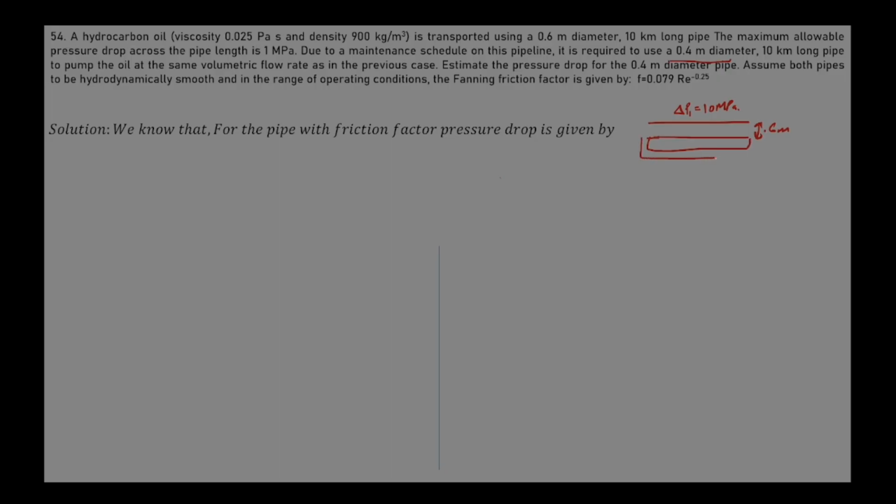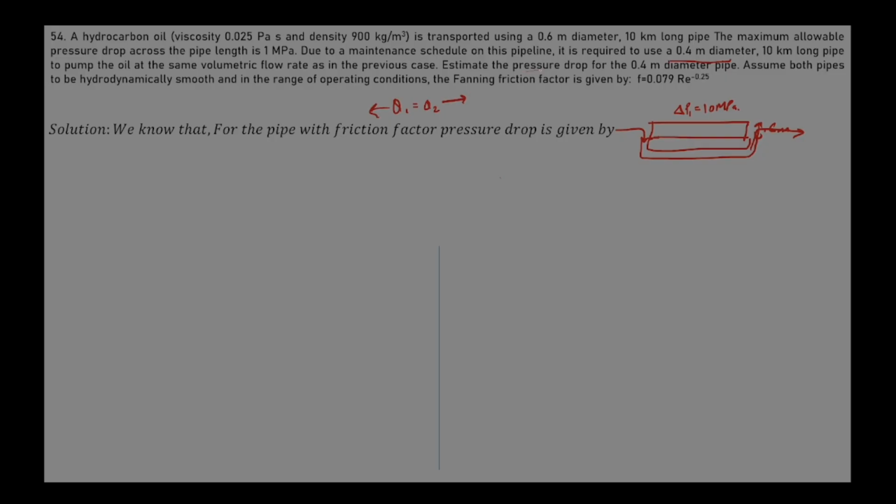This is the 0.4 meter diameter pipe, and the other is closed due to maintenance. So now the fluid will come from here, bypass, and go. The length is the same. To pump the oil at the same volumetric flow rate, that means Q1 is equal to Q2. That is, Q at 0.6 meter diameter is equal to Q at 0.4 meter diameter.